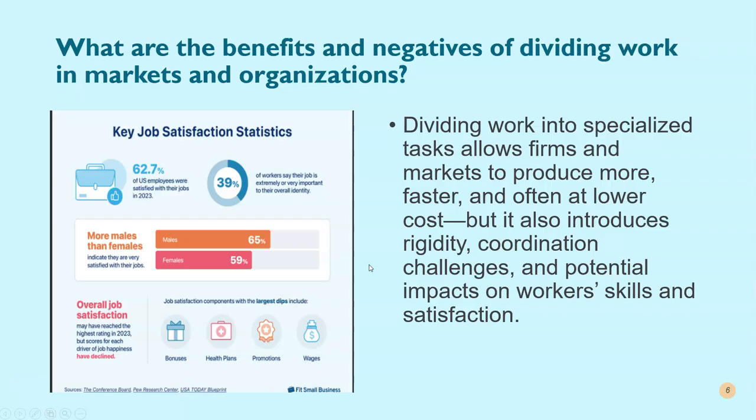Hopefully, you get that. And what are the benefits and negatives of dividing work in markets and organizations? It's not all positive. Dividing work into specialized tasks allows firms and markets to produce more, faster, and often at lower cost. But it also introduces rigidity, meaning you don't have a chance to really grow or do anything different. And that can get really dull if you're doing the same thing over and over. Coordination challenges and potential impact on workers' skill and satisfaction.